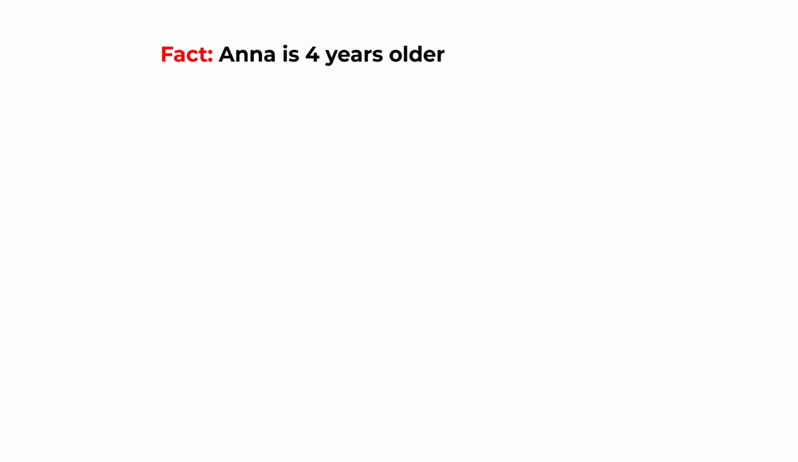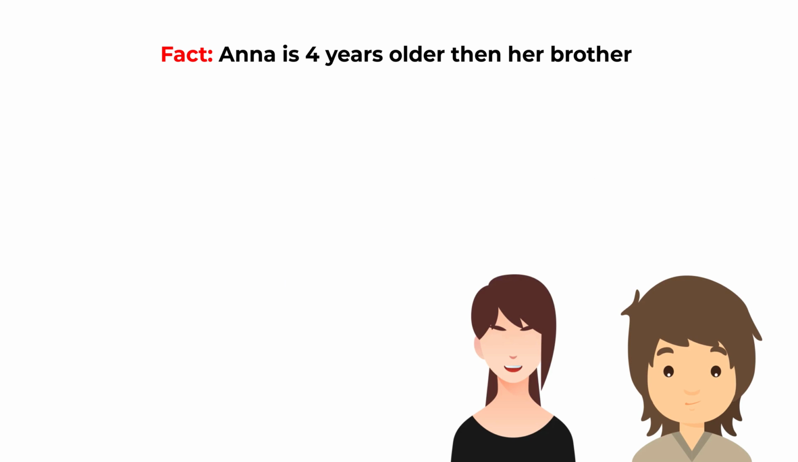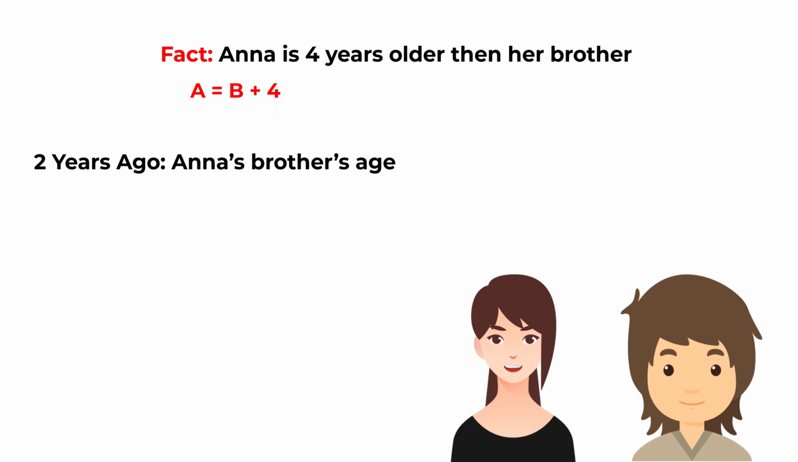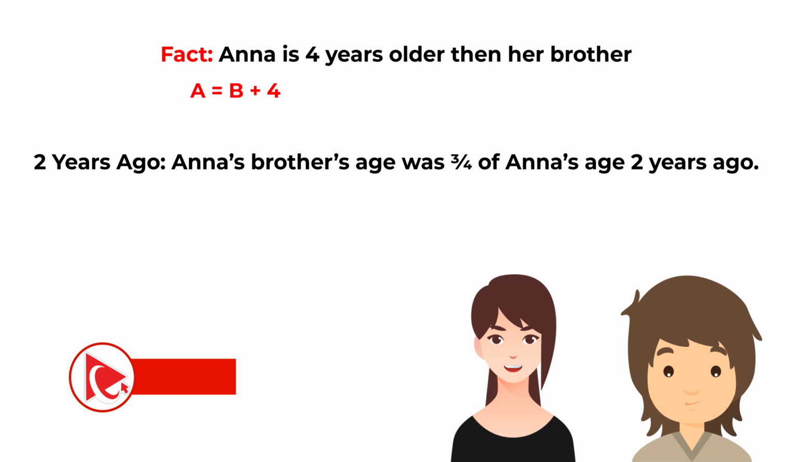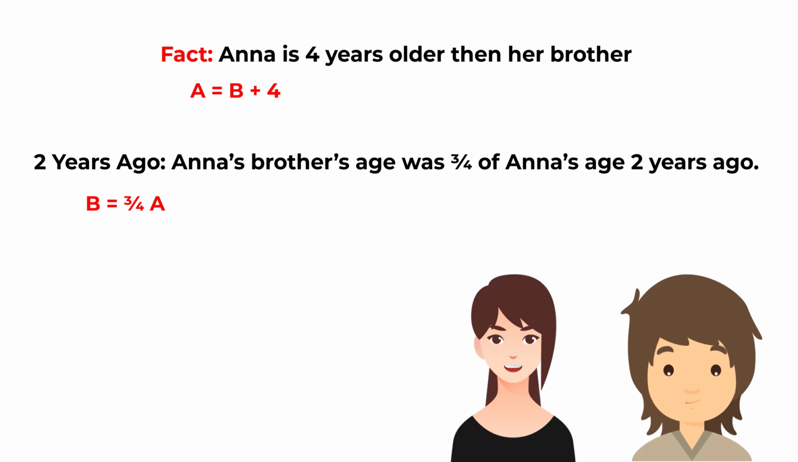In this problem, we're dealing with one fact. Anna is 4 years older than her brother, and this fact never changes. So we can build the formula: Anna's age equals her brother's age plus 4. We are also dealing with an age-specific difference at a moment of time. For example, we've learned that the brother's age was 3/4 of Anna's age 2 years ago. So let's do calculations for 2 years ago. Brother's age equals 3/4 of Anna's age.